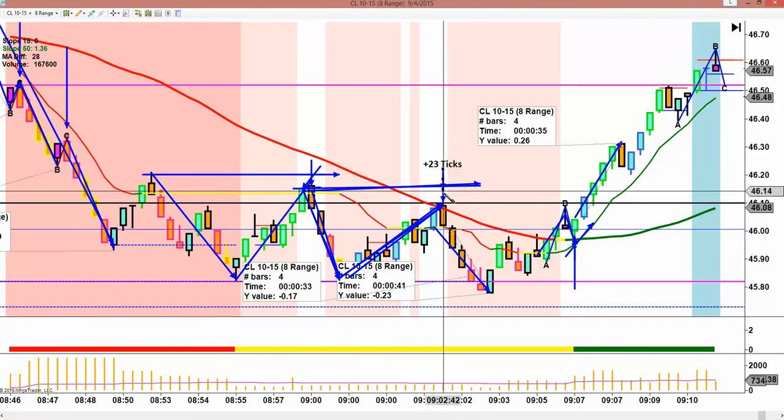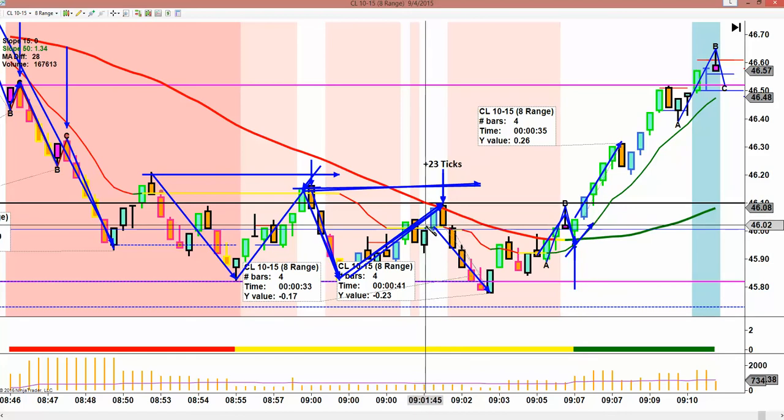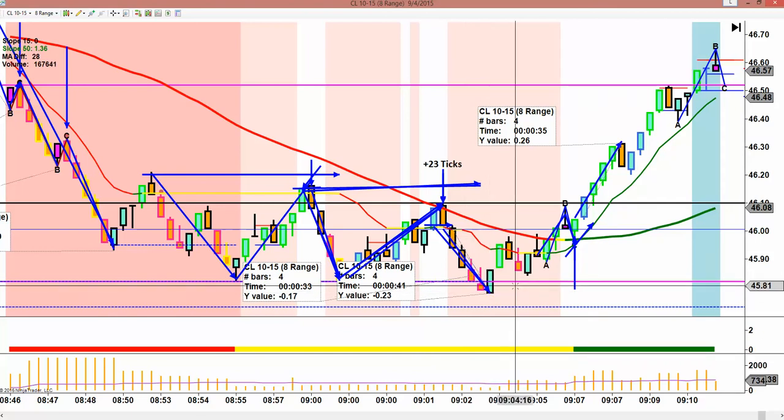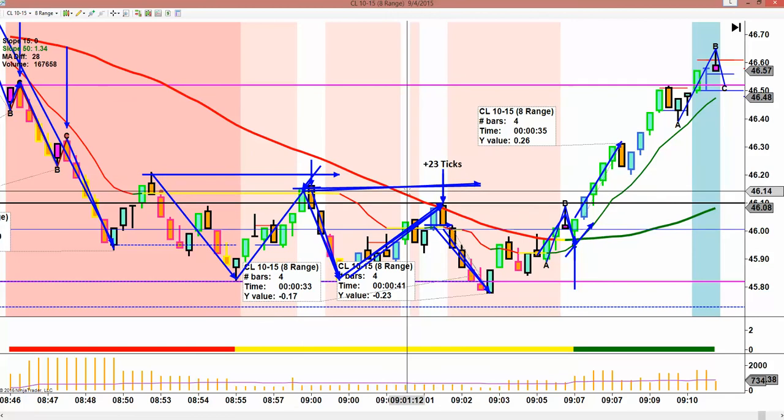Here's your dark cloud cover. At least half of the down candle pierces the previous up candle. Took it short. 23 ticks on crude oil, and we were done. 23 on crude, 9 on the ES.